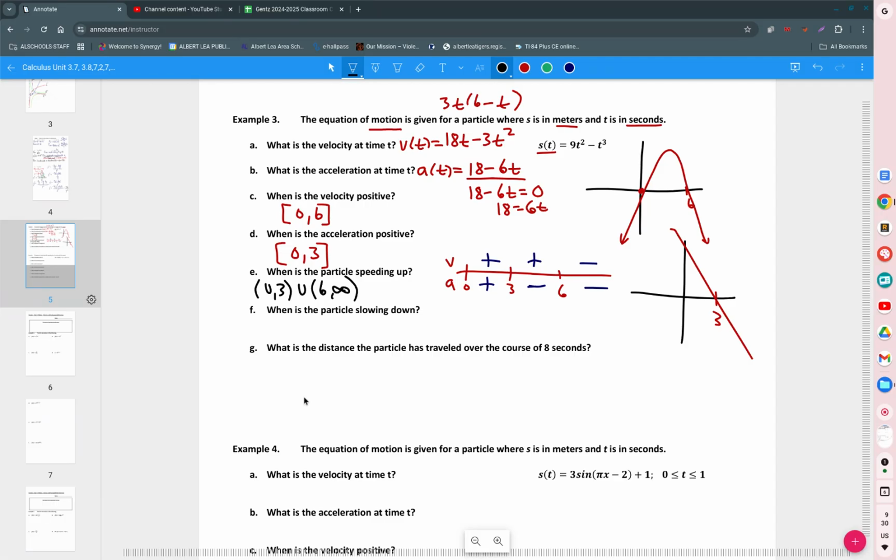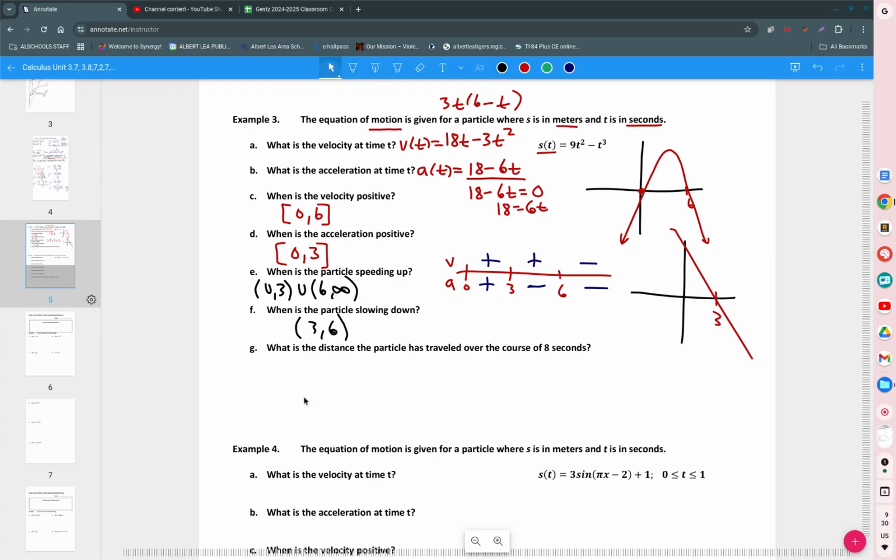Union 6 to infinity. When is the particle slowing down? Well, that's when they would be opposite signs. So from 3 to 6. How's that?